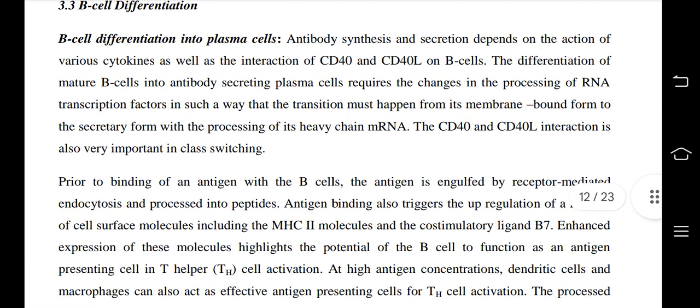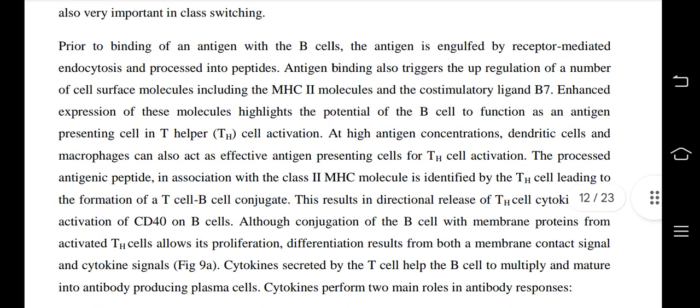Then B cell differentiation. B cell differentiation into plasma cells, antibody synthesis and secretion depends on the action of various cytokines as well as interaction of CD40 and CD40L on B cells. The differentiation of mature B cells into antibody-secreting plasma cells requires a change in the processing of RNA transcription factors, in such a way that a transition must happen from its membrane-bound form to the secretory form with the processing of its heavy chain mRNA. The CD40 and CD40L interaction is also very important in class switching.